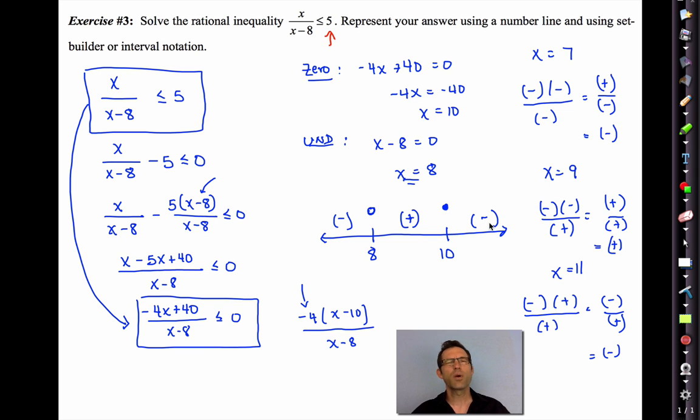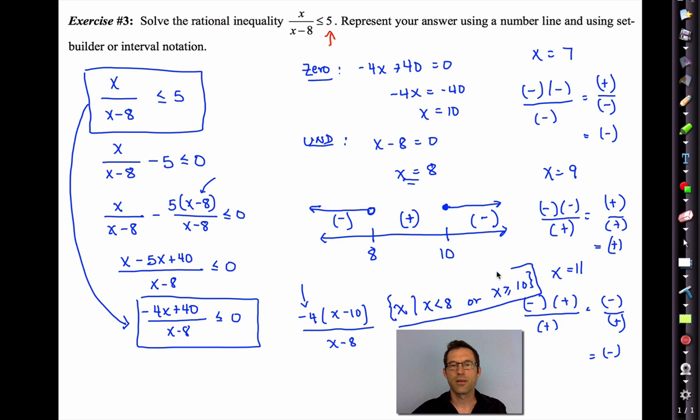All right? So what am I looking for? I'm looking for all values of x that make this inequality less than or equal to 0. That means it would be out here, and it would be out here. All right? So I'm going to use set builder notation. I'm going to say all values of x such that x is less than 8 or x is greater than or equal to 10. All right. And that's it.